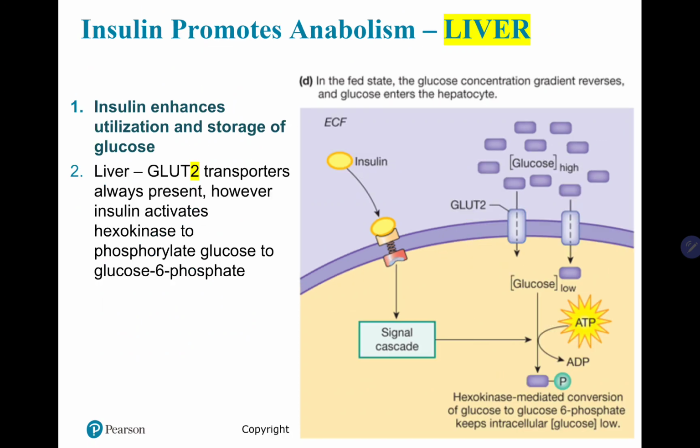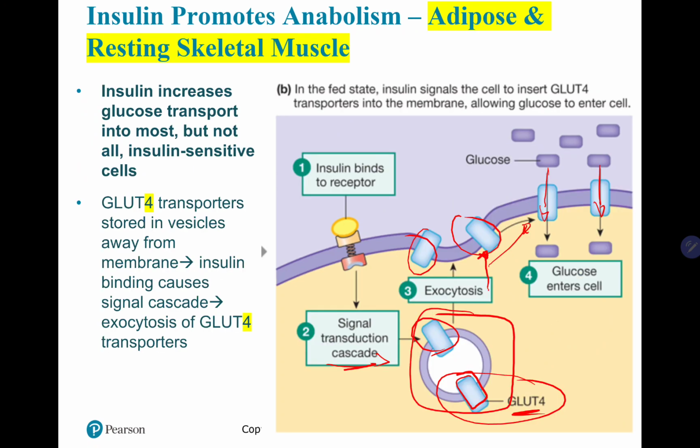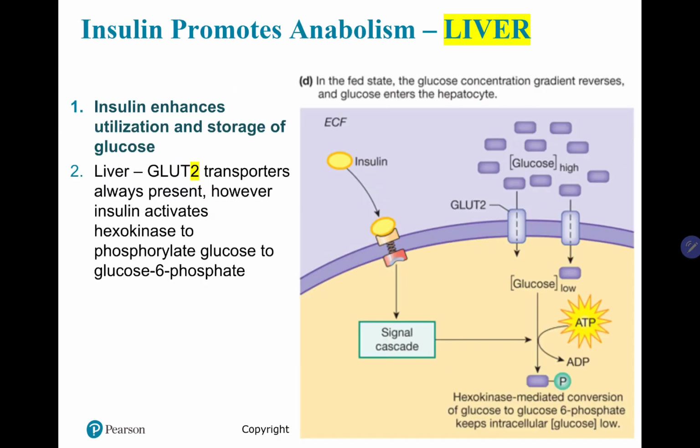Okay. Now in the liver, we know that insulin enhances utilization and storage of glucose. Now remember, I just want to point out though, in adipose tissue and in skeletal muscle tissue, we have GLUT4 transporters, right? And in the liver, we have GLUT2 transporters. Notice how these GLUT2 transporters are automatically already within the cell membrane.